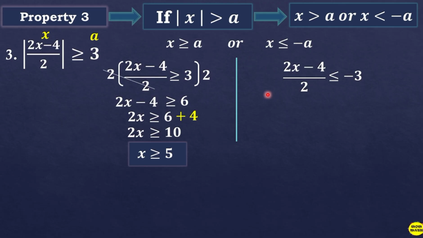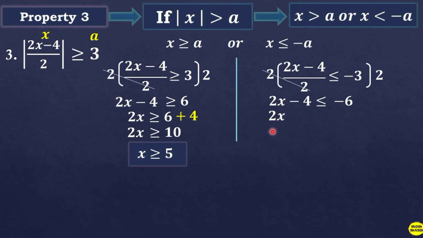Okay. And then, using the LCD, same process. So, pwede mo na itong i-cancel. This is 1. So, copy lang natin to. Kasi, any number multiplied by 1 or expression multiplied by 1 is still the same number. Okay? Yun pa rin naman. So, 2x minus 4 is less than or equal to negative 3 times 2. This is negative 6. So, applying transposition method.